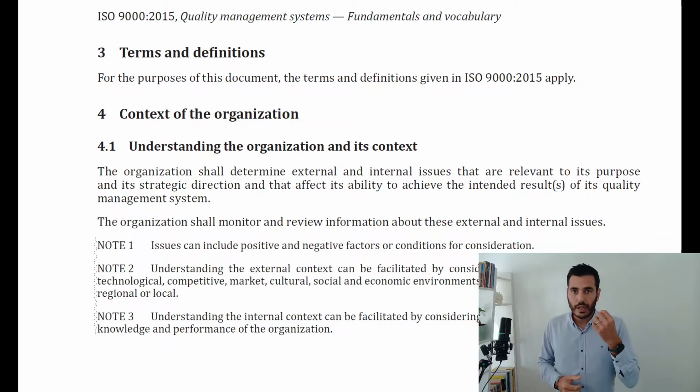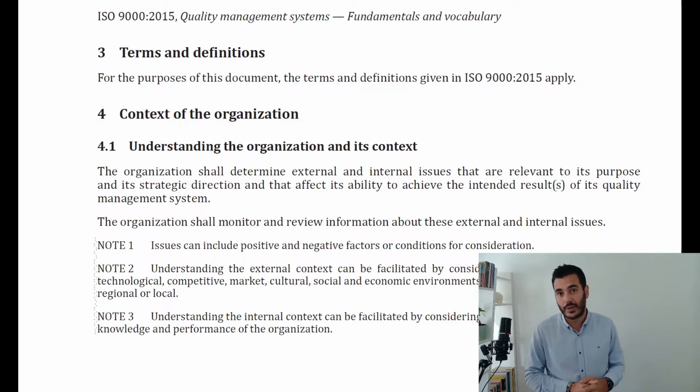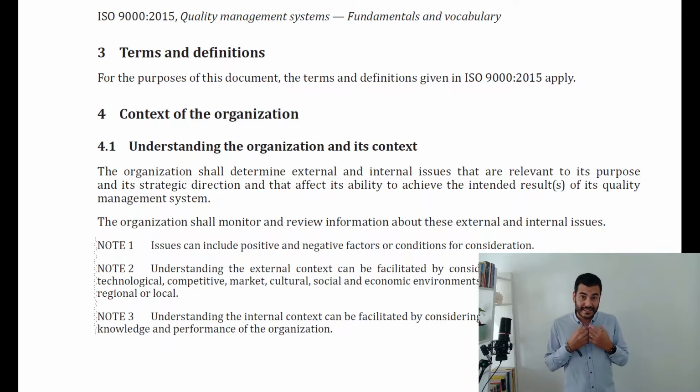So, clause 4, first of all, is a new clause within the ISO 9001 standard when it was updated in 2015, and I think it was an excellent addition to this particular standard. This clause basically talks about the context of the organization, meaning that your organization doesn't operate in a bubble. You don't operate by yourself, you operate in a world, you operate in an industry, you operate in a market that is affected by internal and external issues.